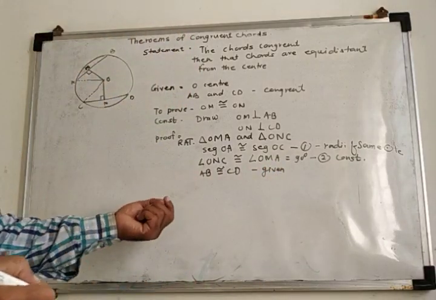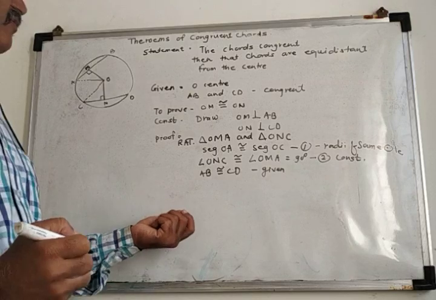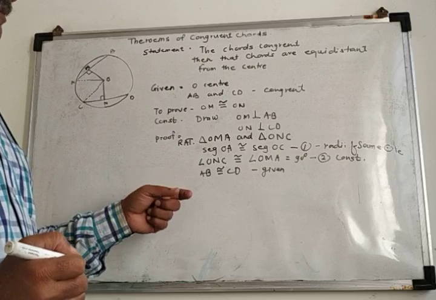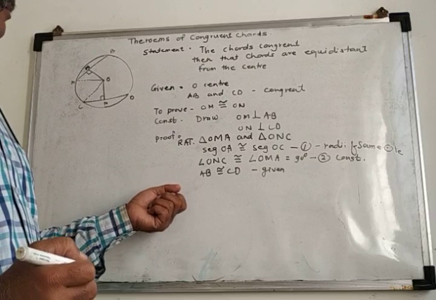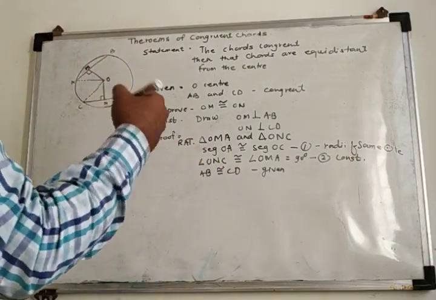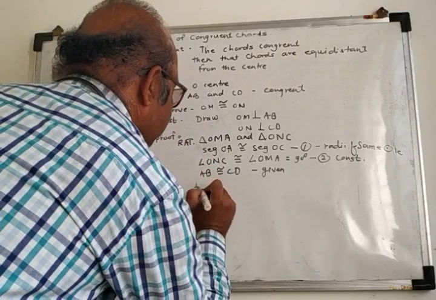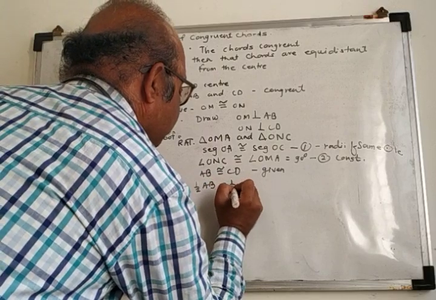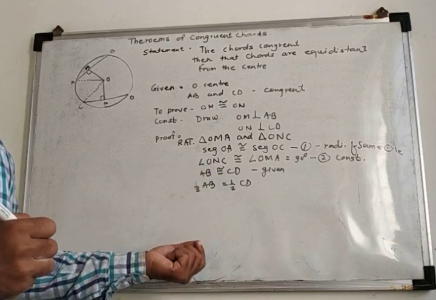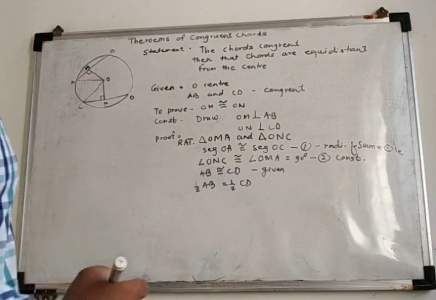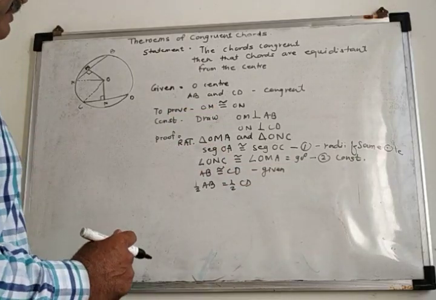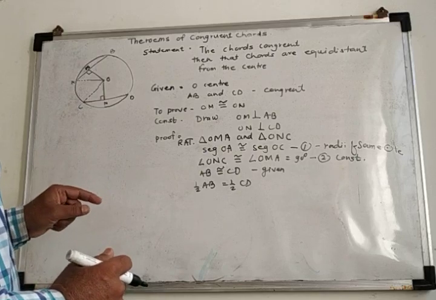By Euclid's postulate, if you divide two equals, the resulting quotient is also equal. So if we divide by 2, half of AB equals half of CD. If the wholes are equal, then the halves are also equal. This is Euclid's postulate. You need not mention it, but if you mention it, that is also okay. So half of AB equals half of CD.